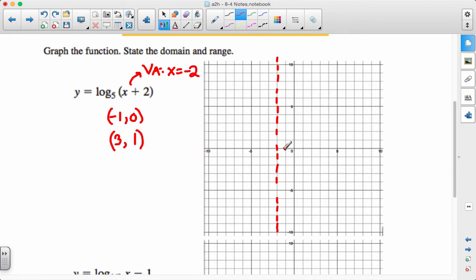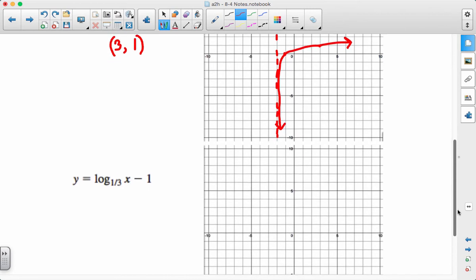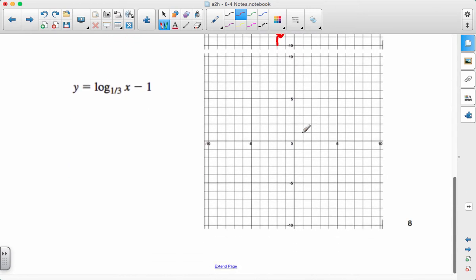Negative 1, 0. And 3, comma 1. Let's see if I can make this happen. Kind of crazy drawing with this electronic pen, but there you go. Something to that effect, okay? All right, so look for those parentheses.